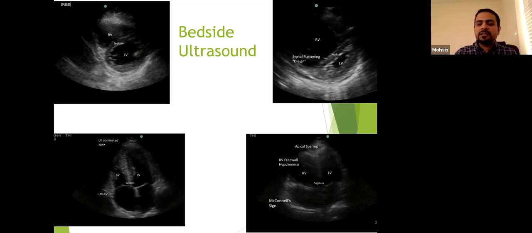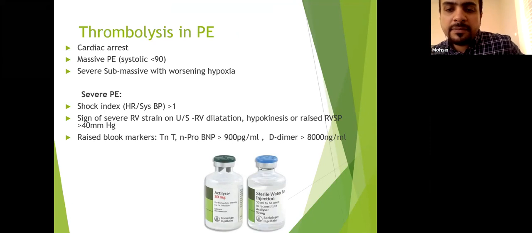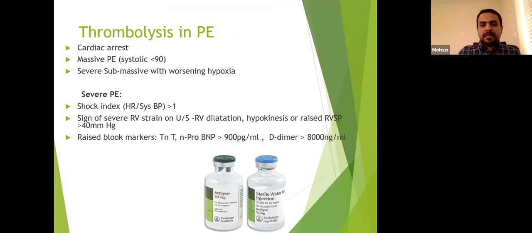So there are certain signs we look at in the emergency department while doing these bedside echoes, and we can say that yeah, it's a massive PE and we can treat it right away. And this is when you can thrombolyze the patients. So if a patient has a massive PE, a cardiac arrest, or a severe submassive PE with worsening hypoxia, you can start them on thrombolysis, and it can actually be life-saving.